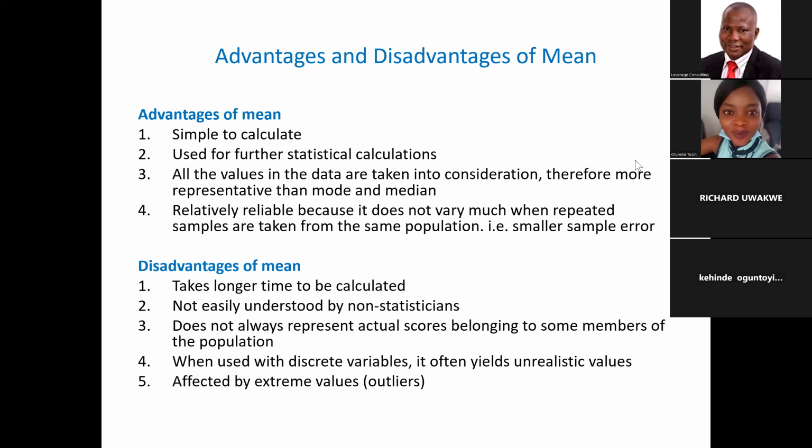Then, when used with a discrete variable, it often yields an unrealistic value. It's still the same thing. The example I've given now is a discrete variable, number of children.